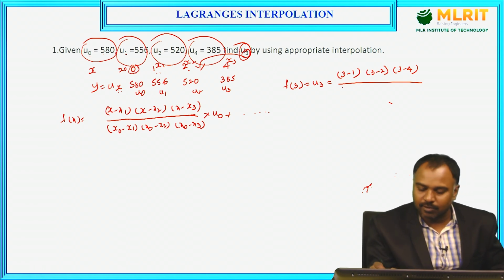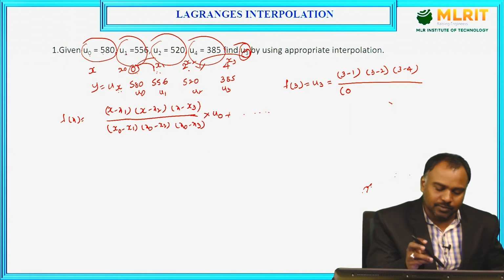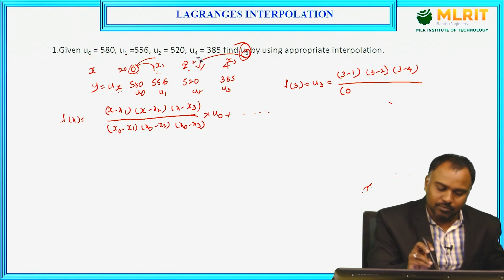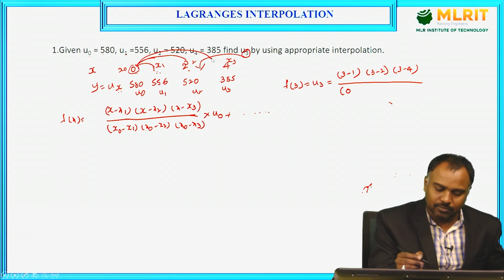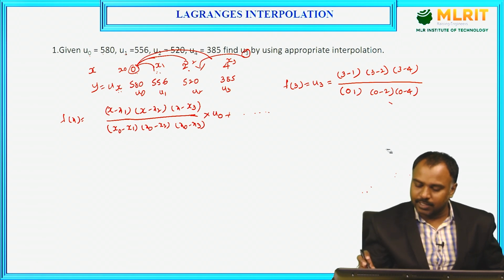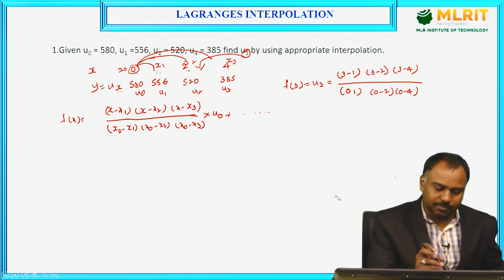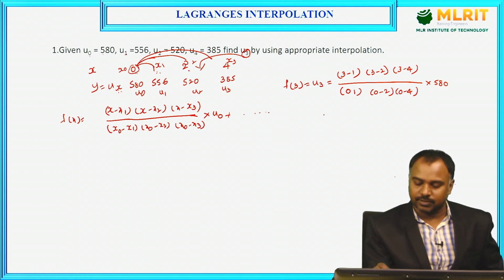minus all the remaining terms. So 0 minus 1, 0 minus 2, 0 minus 4, and then the respective function value. What is this respective function value? It is 580. So this belongs to the first term.